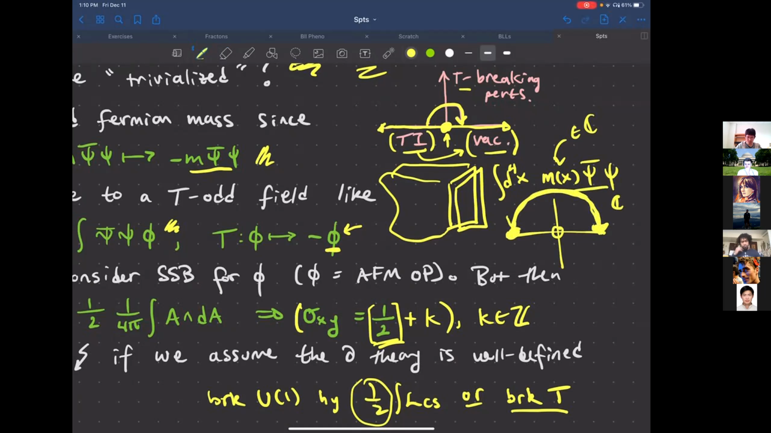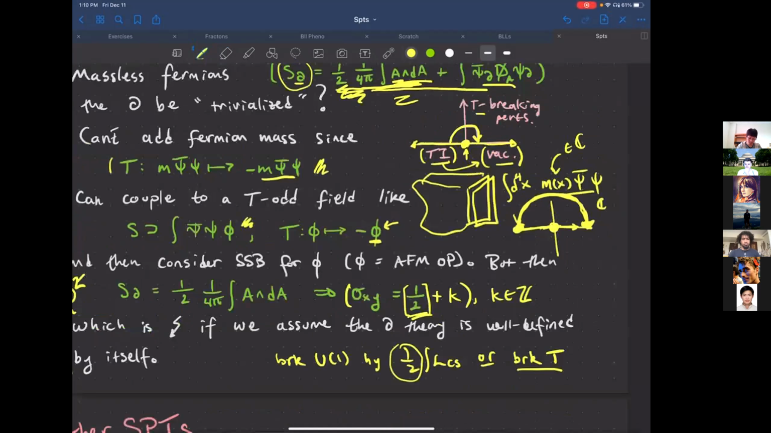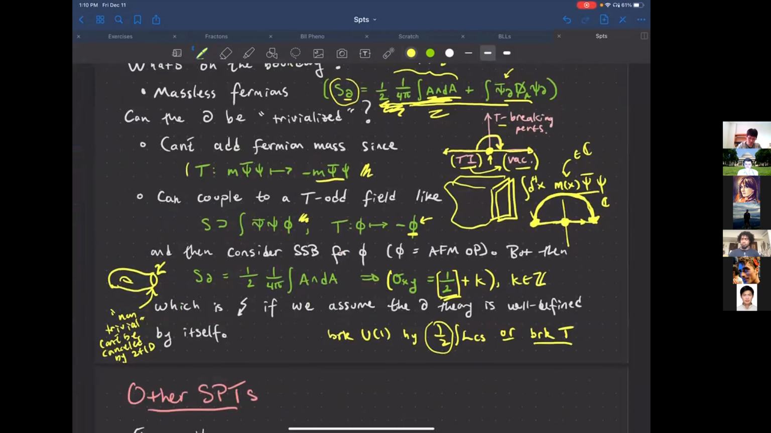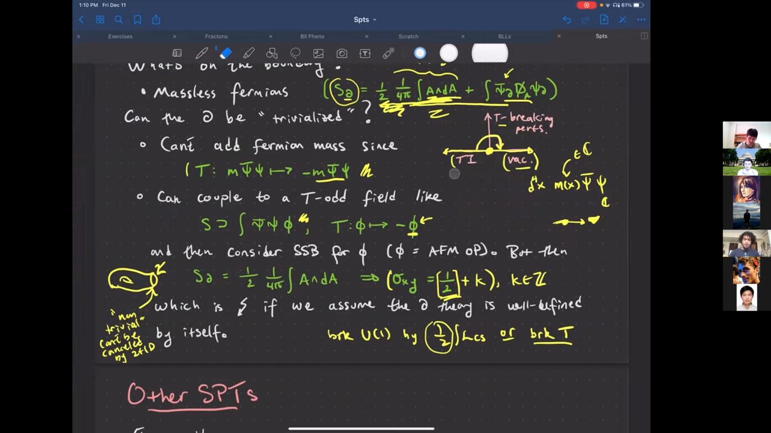But as long as I consider a time reversal symmetric case, I'm confined to the real axis here. And then if I try to connect these two, I have to run into this place where the mass goes to 0. And so it's impossible to smoothly do this deformation. Okay, any other comments, questions?